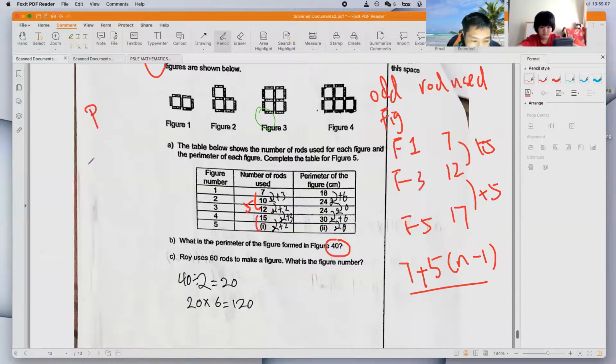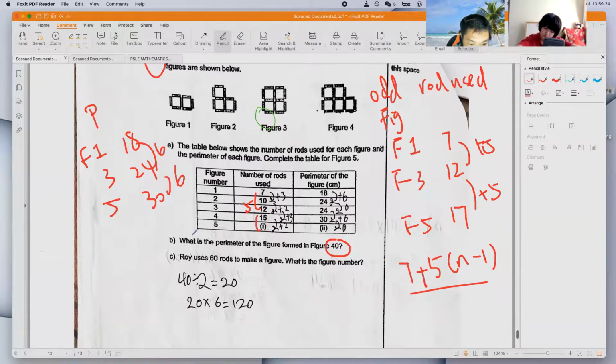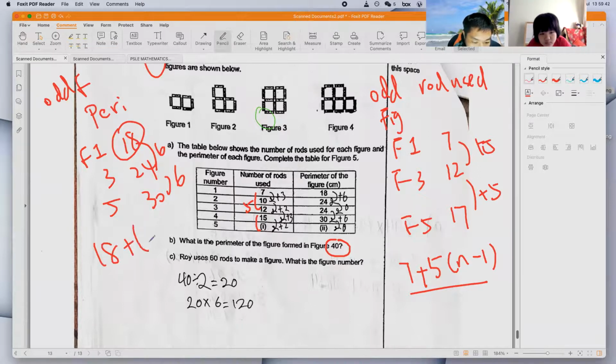So figure 1, 18. Figure 3, 24. Figure 5, 30. So 6. So that means every odd figure is plus 6. So this is for parameter. So the first number is 18 plus the difference is 6 times n minus 1. Okay, good. Now they want figure 40.